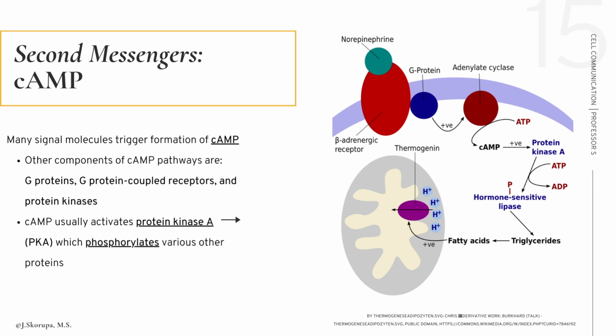Many signal molecules trigger formation of cAMP. Other components of cAMP pathways are G proteins, G protein coupled receptors, and protein kinases. Look at this pathway. What molecule is activating adenylyl cyclase here? It's a G protein. The signal here was norepinephrine, and it bound to its receptor, which is a G protein coupled receptor. Upon binding, the G protein moves to adenylyl cyclase and activates it. Adenylyl cyclase then synthesizes cAMP from ATP.